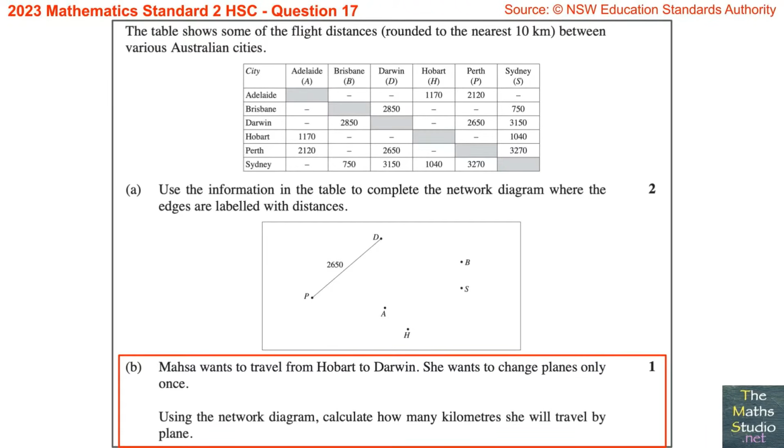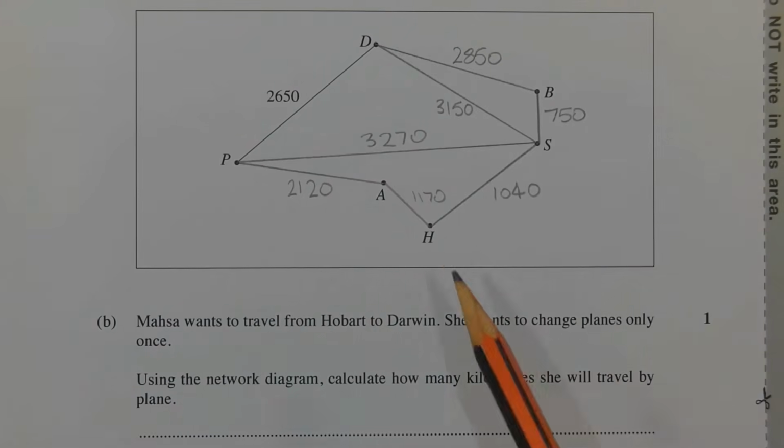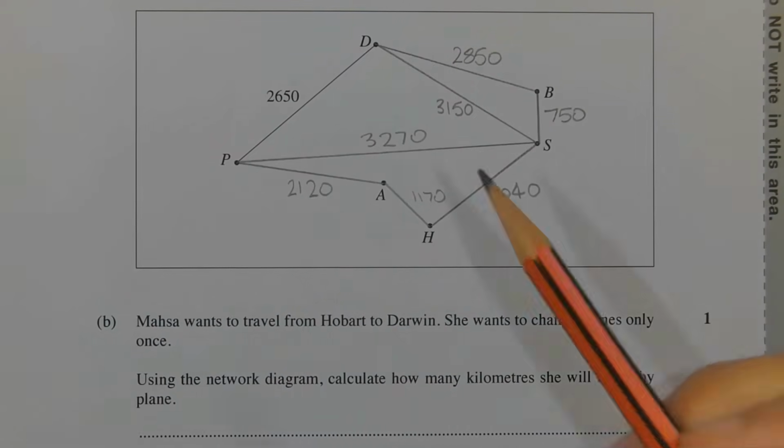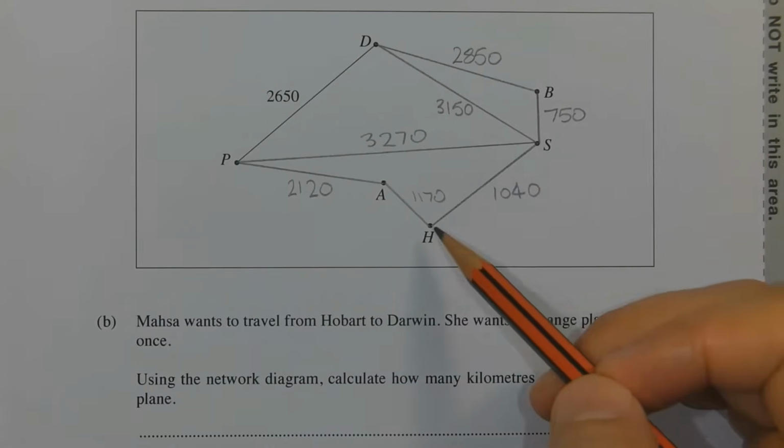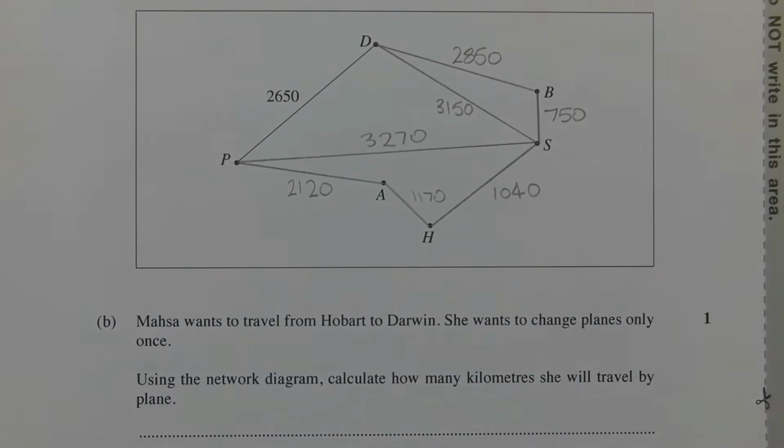Part B. Marcia wants to travel from Hobart to Darwin. She wants to change planes only once. Using the network diagram, calculate how many kilometres she will travel by plane. Marcia wants to travel from Hobart to Darwin, but only wants to change planes once, which means there must only be one vertex in between Hobart and Darwin. So by inspection, the only path that Marcia could take is via Sydney. Any other way would mean that she'd have to change planes more than once.